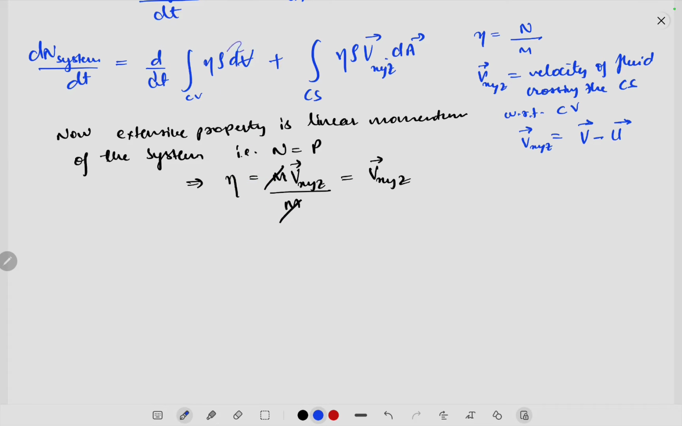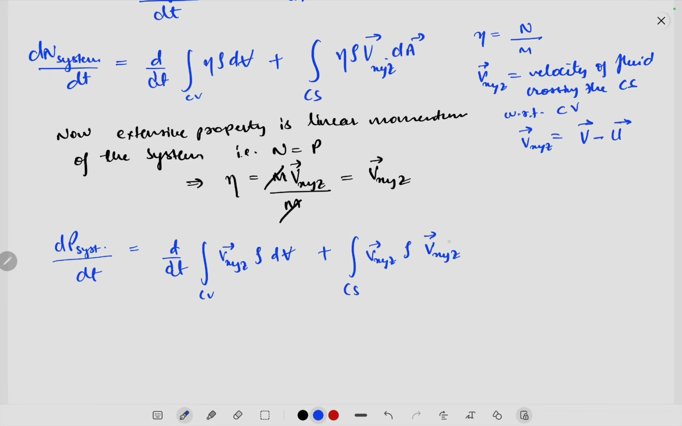Okay, so let's now put eta here. So this would become dP of system divided by dt equal to d by dt over CV, eta is equal to v_xyz vector, rho dV, plus integral over control surface, eta is v_xyz vector, rho v_xyz vector dot dA vector.